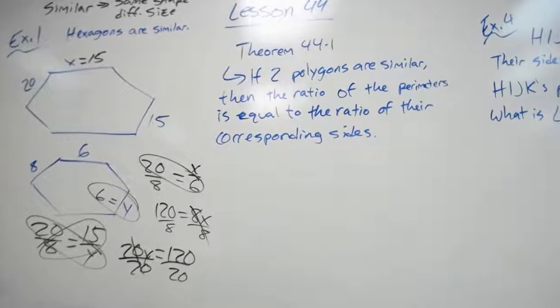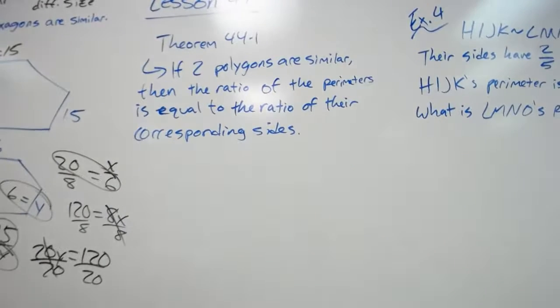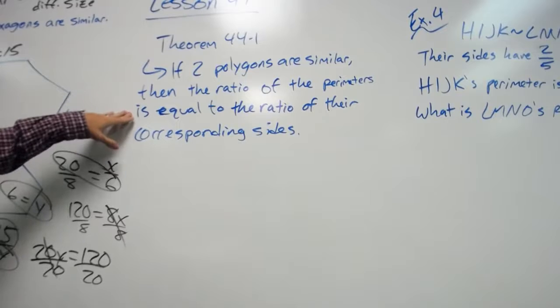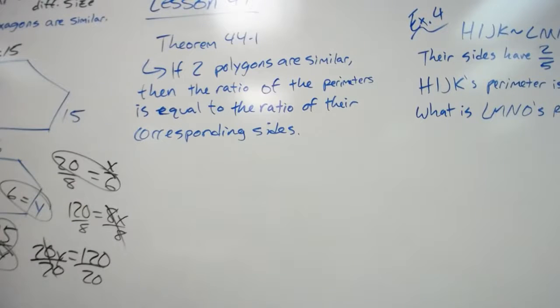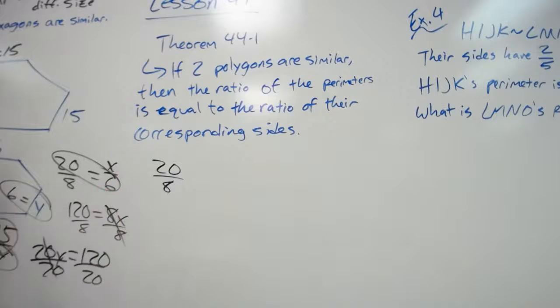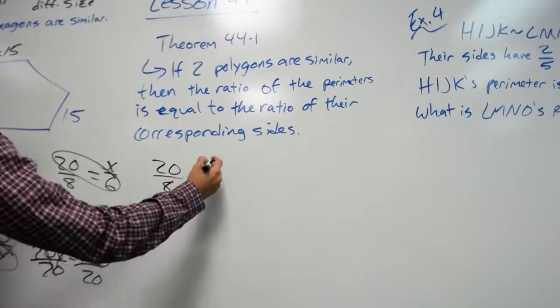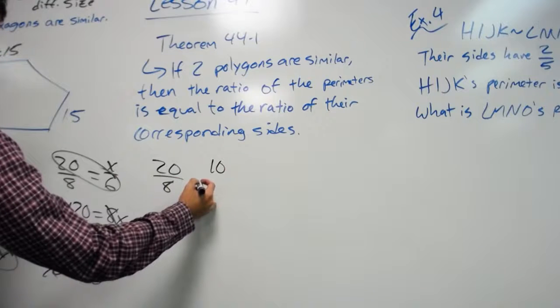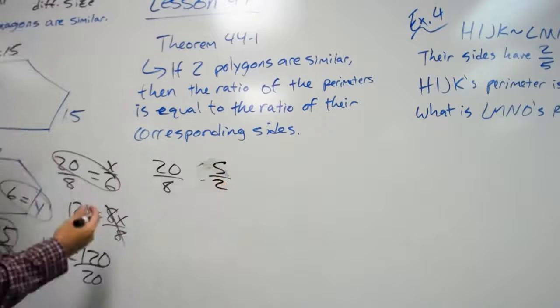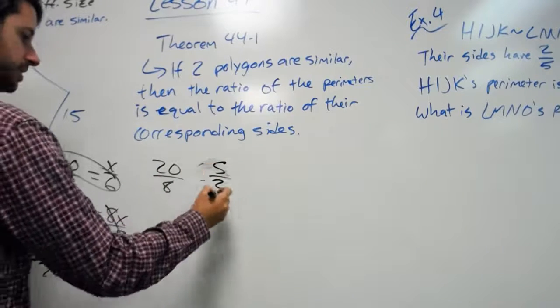Now let's look at one more theorem here and take it one step further. Theorem 44-1 says if you have two polygons that are similar, then the ratio of their perimeters is actually equal to the ratio of their corresponding sides. So over here it was a similarity ratio of 20 to 8. I could reduce that and say 4 goes into 20 five times and into 8 two times, so 5 over 2. So that'd be my ratio. That was the ratio of sides.